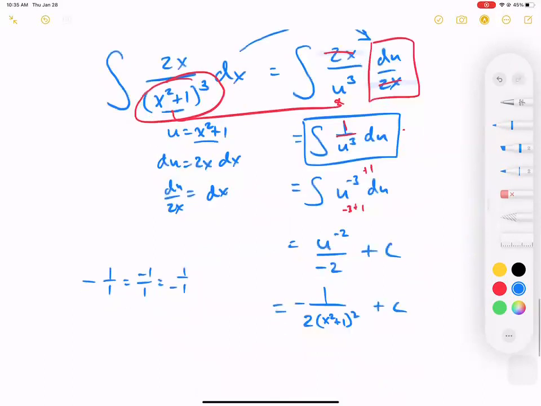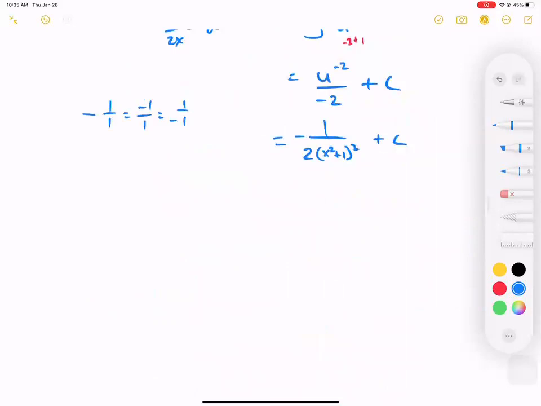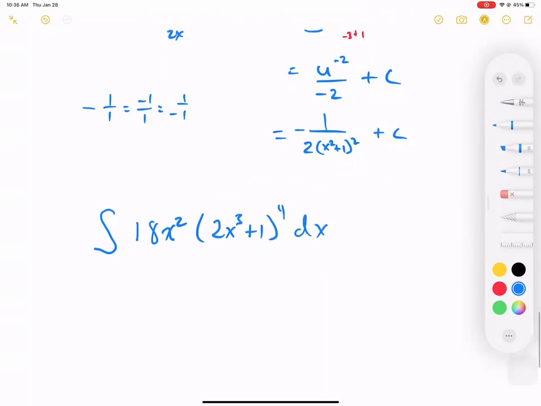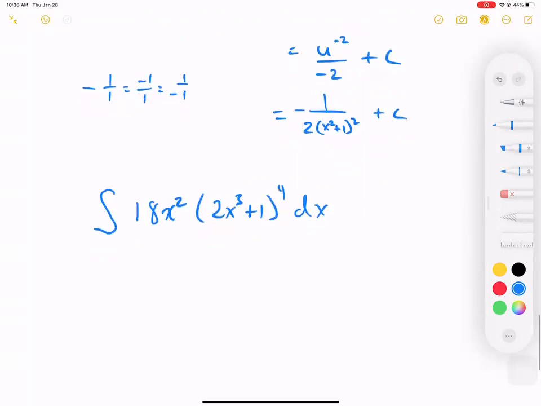Okay, let's give you guys one more example of a u substitution problem right now. Let's do the integral of 18x squared times 2x cubed plus 1 to the 4th power dx. Okay. This looks quite terrible. It looks really messy. Now, I'm going to tell you right now, I know this is a u substitution because if I choose 2x cubed plus 1 as my u, okay, let's say I choose that as my u. What's the derivative of 2x cubed? That's going to be 6x squared.